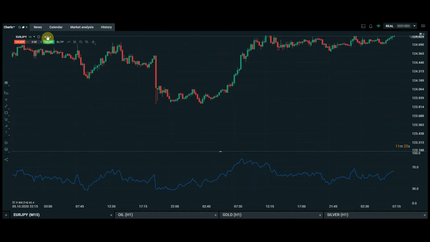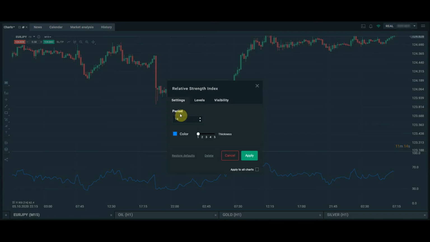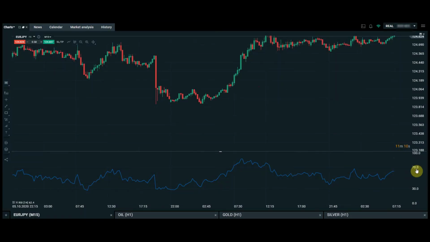Euro yen, 15-minute time frame, RSI, and the settings on the RSI, if we click there, are 14 period. So notice we have the scale up the right hand side here. So the RSI scale is ranging from 0 to 100. But it has this optimum sort of mid-range setting of between 30 and 70 or thereabouts. So this line here is 70, this line here is 30.